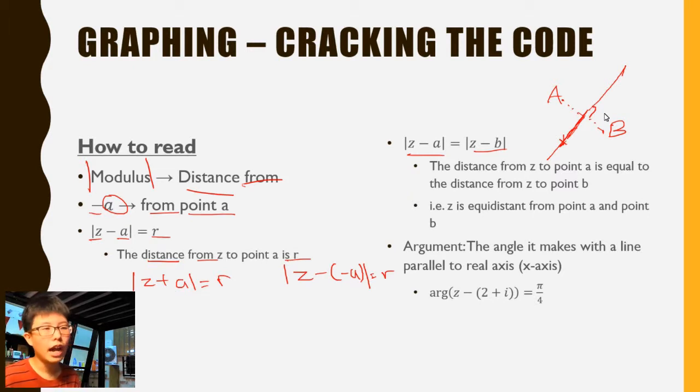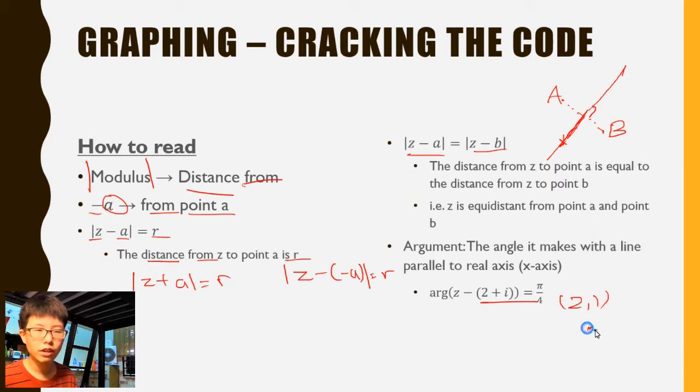Finally, argument means the angle it makes with the line parallel to the x-axis. By default, argument means the counterclockwise angle starting from the horizontal axis. So something like that means starting from the point 2, 1. Let's say this is the point 2, 1.